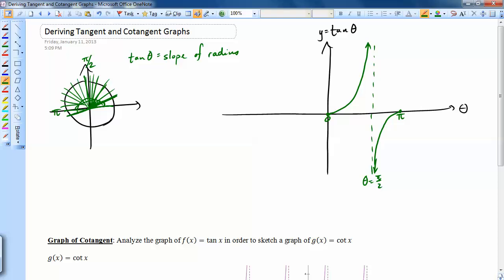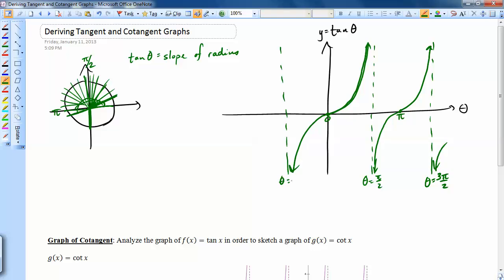So just like it went up here, it's going to go up here. And then I'm going to get another one here. It's going to go vertical again at 3 pi over 2, so it'll be no slope there. And then we're just going to repeat the process one more time. So over on this side, it's going to do the same thing but go down. And then this will be theta equals negative pi over 2.